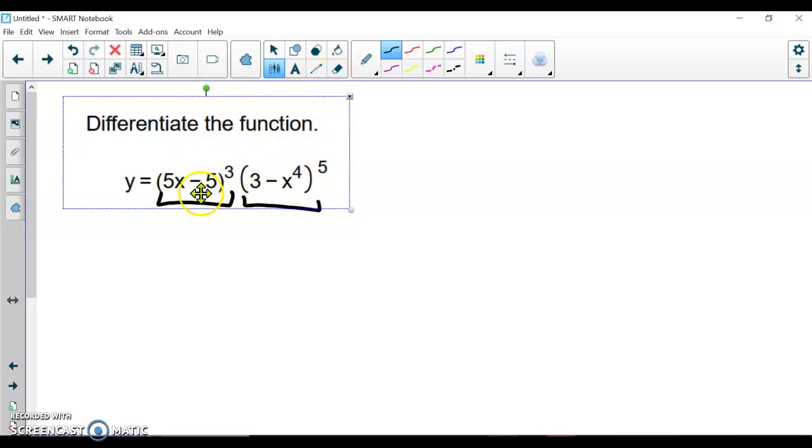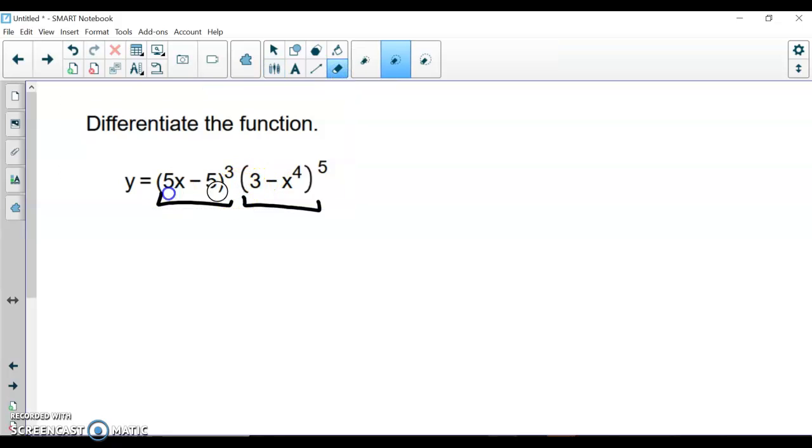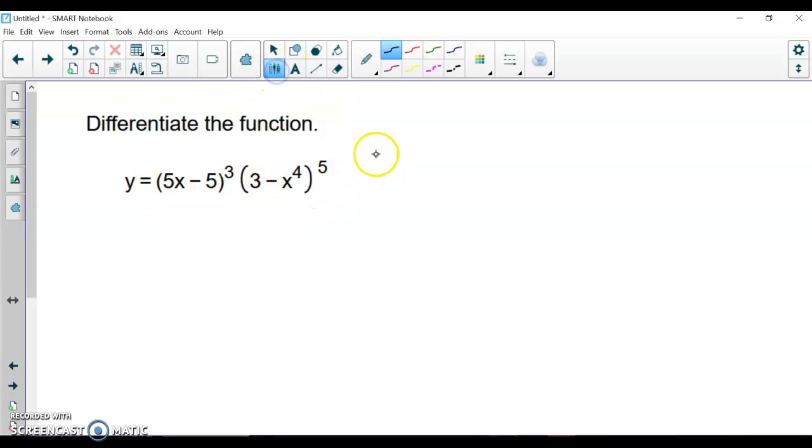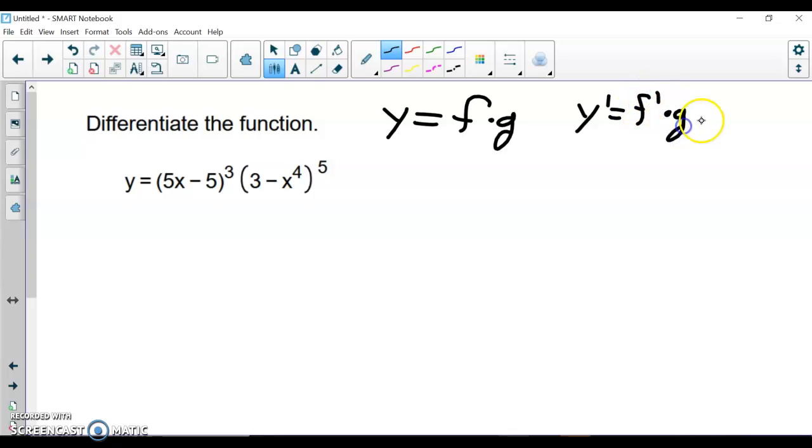However, each of these factors within this product has an exponent. In this case, you have an exponent of 3, exponent of 5. So in conjunction with the product rule, we're also going to need to apply the chain rule. So let's start off with the idea that this is a product, and I'll just label it f times g. Remember, the derivative of a product is, I'll write it in the form that I prefer, the derivative of the first factor times the second factor plus the derivative of the second factor times the first.